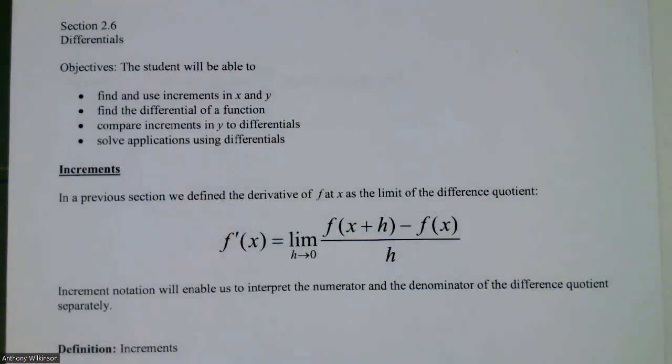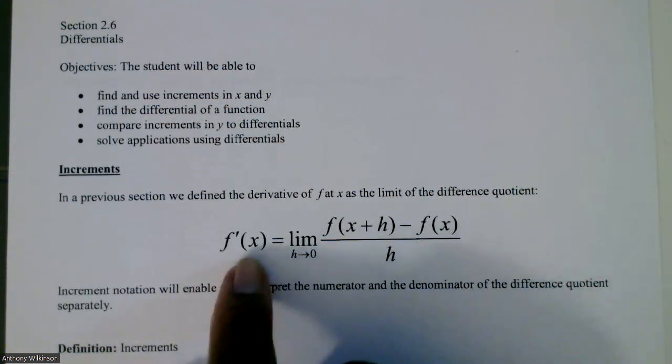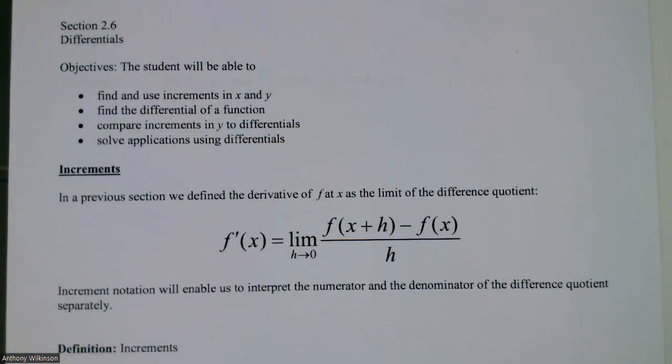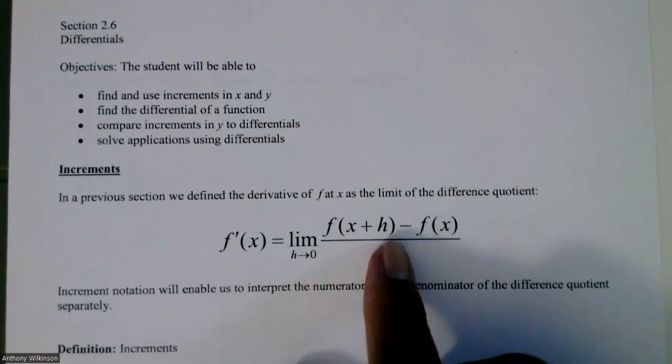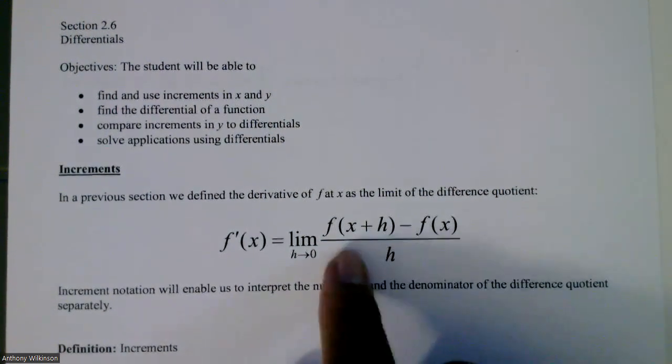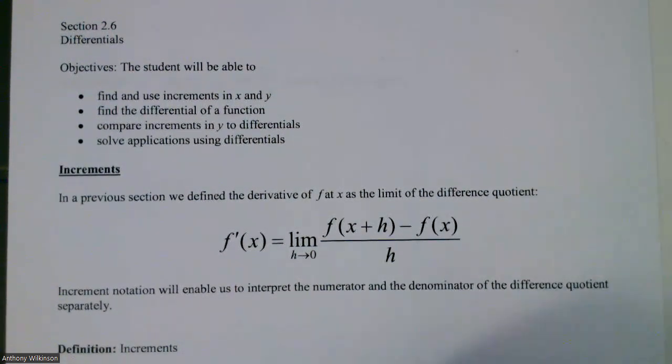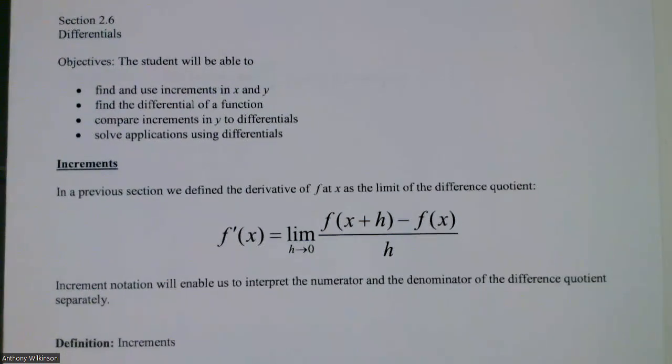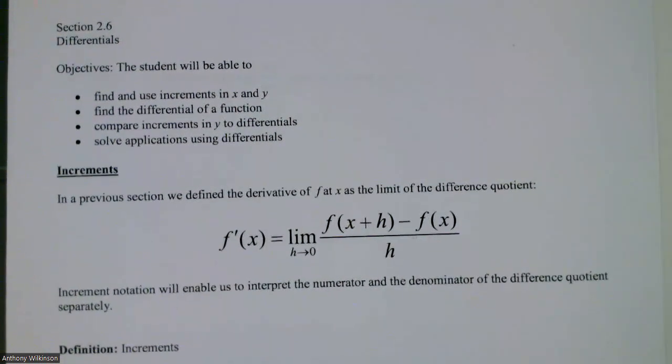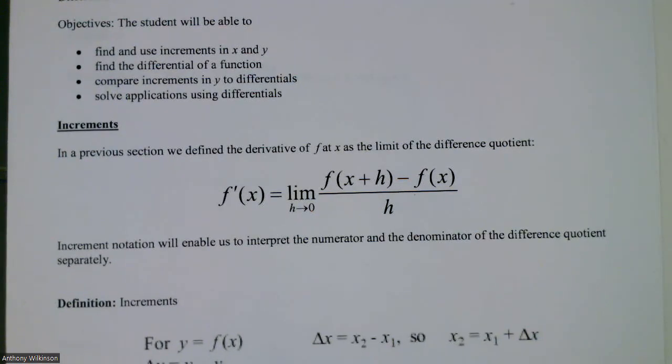Now, already we talked about the definition of the derivative of f at x as the limit of a difference quotient. In this case, here it is, f prime of x is equal to the limit as h approaches 0 of f of x plus h minus f of x, and the whole thing is divided by h. Okay, increment notation will enable us to interpret the numerator and the denominator of the difference quotient separately.